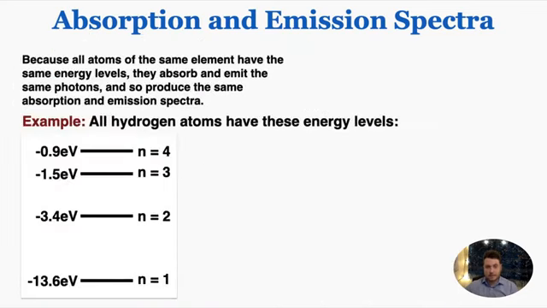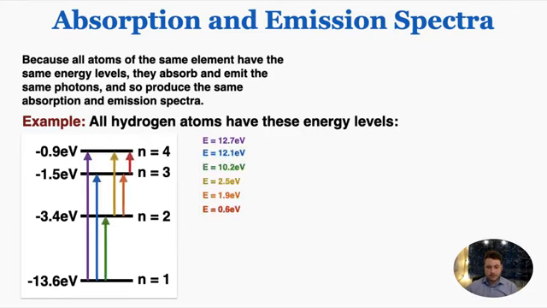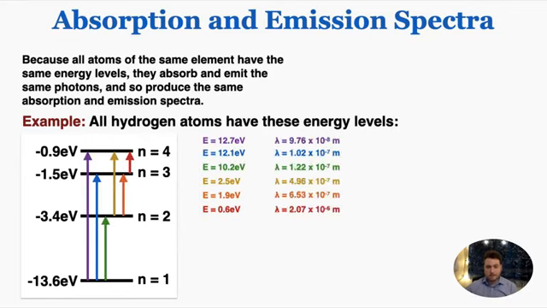Because all atoms of the same element have the same energy levels, they absorb and emit the same photons, and so they produce the same absorption and emission spectra. So as an example, all hydrogen atoms have these energy levels that I've listed here. I can run through and find all the possible energies of the photons that could be absorbed or emitted by a hydrogen atom, and I'll use the equation to find the wavelength. This is what I get when I do that.